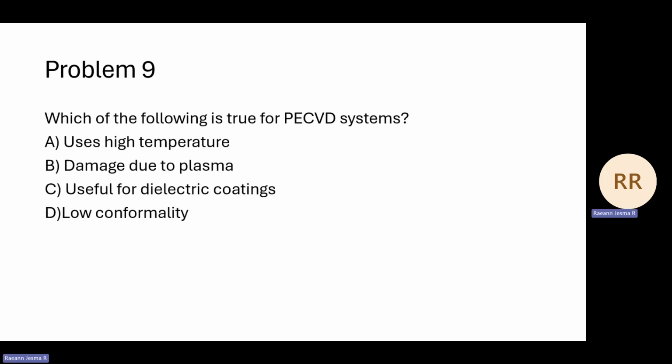So we'll move on to the next question. Problem 9. Which of the following is true for PECVD systems? A is uses high temperature. B, damage due to plasma. C, useful for dielectric coatings. D, low non-conformality. So you can eliminate, I think, this is a multiple answer question, where multiple answers are correct.